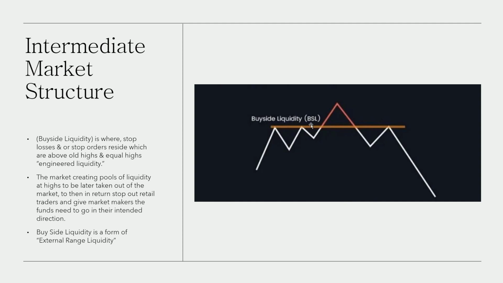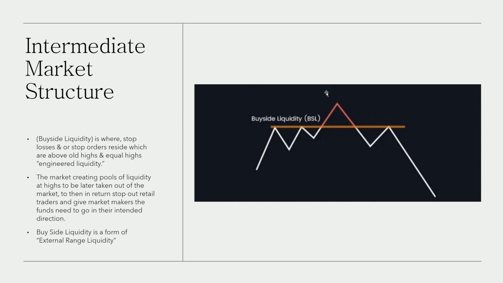Buy-side liquidity is where stop losses, so when you hit stops you get stopped out of a trade, or stop orders reside. That's when you get tapped into a buy order, which is called a stop order. They reside above old highs and equal highs, otherwise known as engineered liquidity. The reason is that's where the majority of retail traders have their entries for stop orders, or their stop losses. It's called engineered liquidity because it's the market algorithm building up liquidity on purpose to be taken out later.